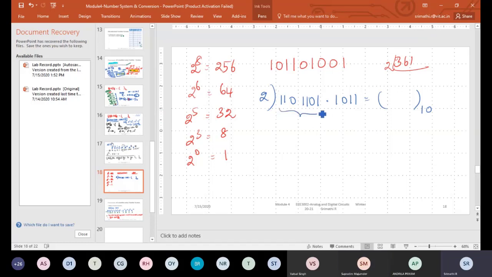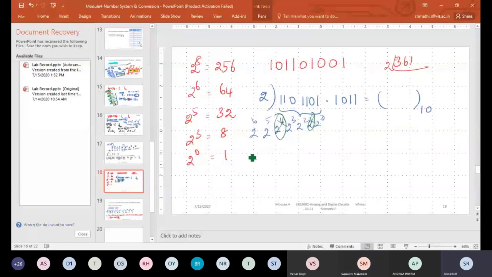So we know that this is 2 power 0, this is 2 power 1, 2 power 2, 2 power 3, and 2 power 4, 2 power 5, 2 power 6. We have 7 digits. And which are the digits we are having as 0? We are having 2 power 4 to be 0, and 2 power 1 to be 0. So these two weights alone we need not consider. The others we need to consider.